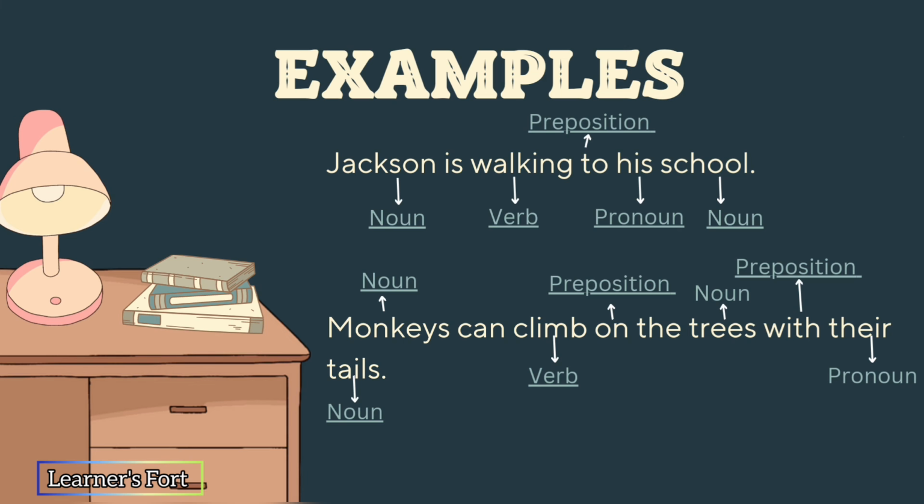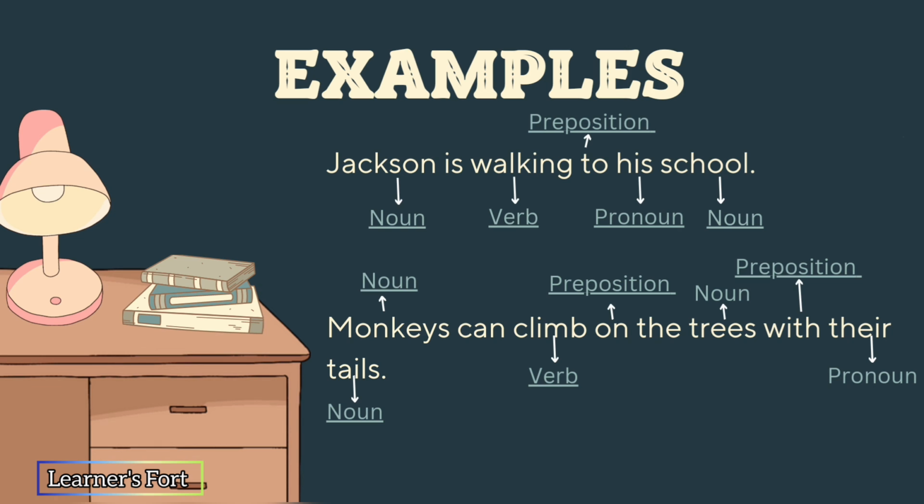To is a preposition. His is a pronoun which is used instead of a noun, which is Jackson. School is also a noun. So, Jackson is walking to his school. Jackson is a noun. Is is a helping verb. Walking is a verb because Jackson is performing some action while going towards his school. To is a preposition. His, pronoun. School, noun.